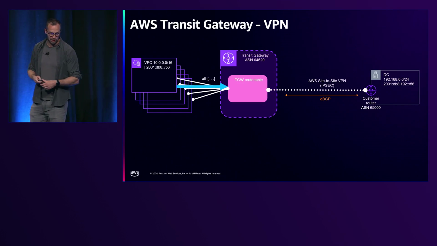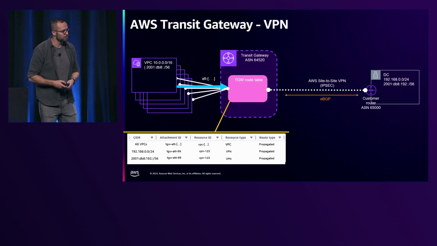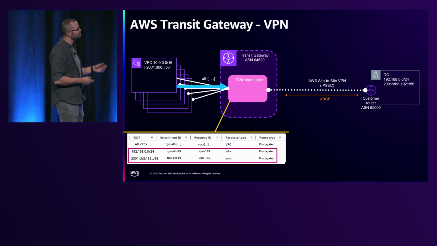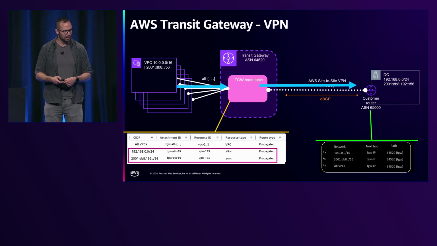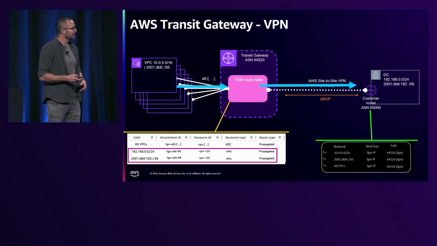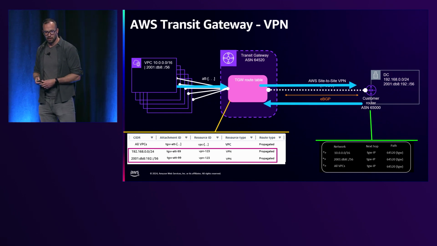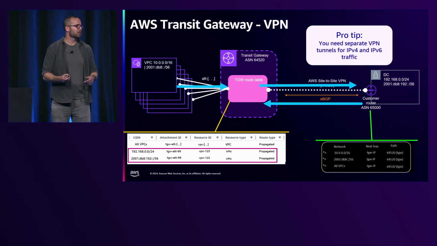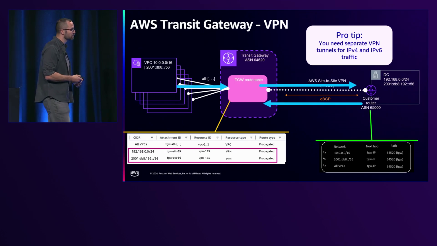There's still a BGP session, and that BGP session is used to add routes into the Transit Gateway route table. So we know how to get back to on-premise. In the other direction, we will see routes to the first VPC that I'm showing you, as well as all the other VPCs, and they're coming from the Transit Gateway autonomous system number. Pro tip here, if you need to connect to V6 as well as V4 ranges, you will need to create multiple VPN tunnels, separate for V4 and separate for V6.